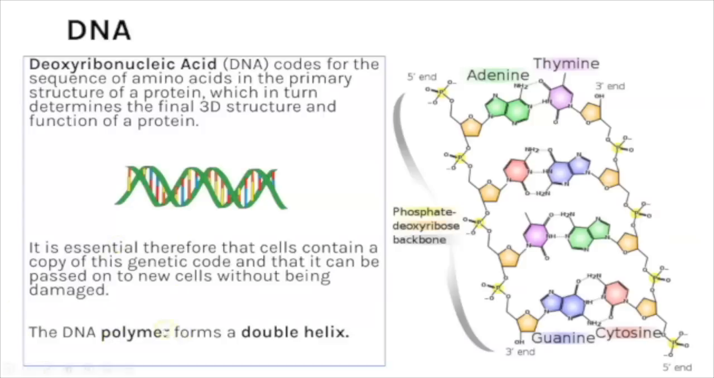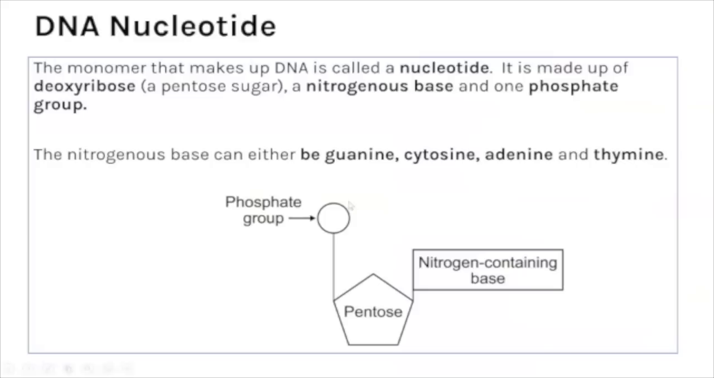Now, DNA is a polymer, and you get two polymer chains joining together to create a double helix. So the monomer, you would have to be able to draw this in this level of detail.